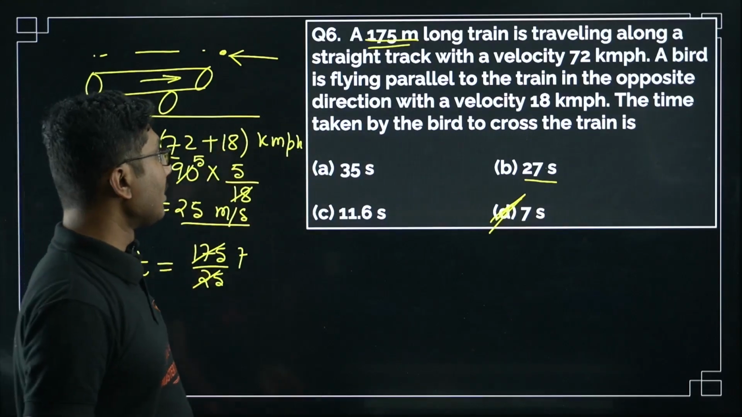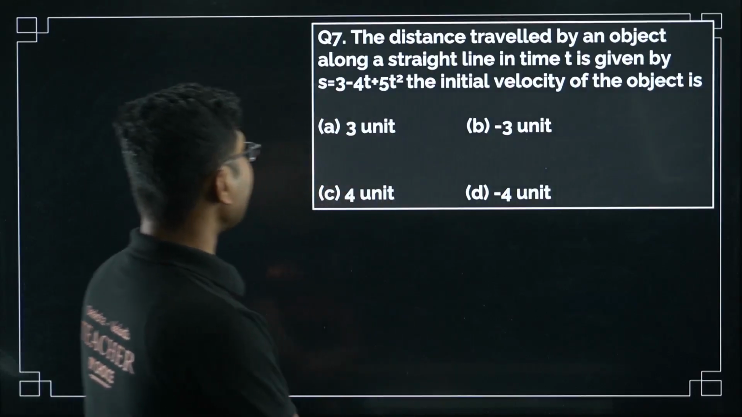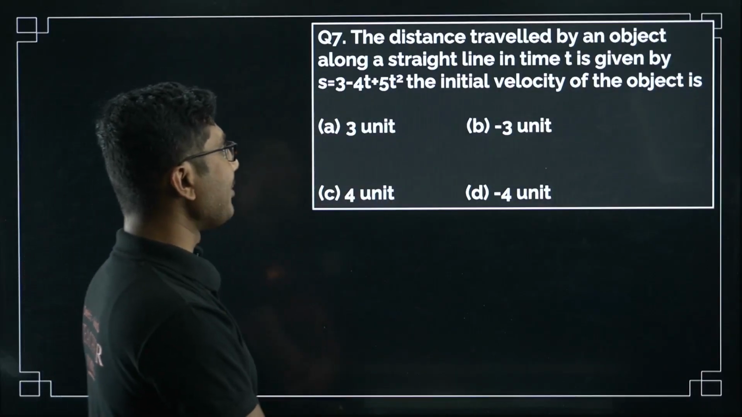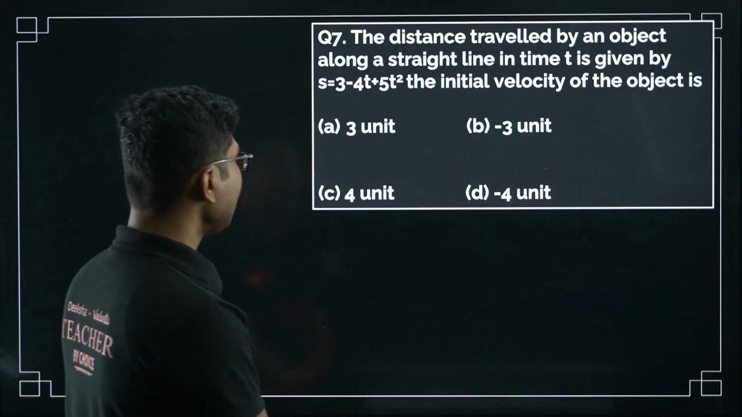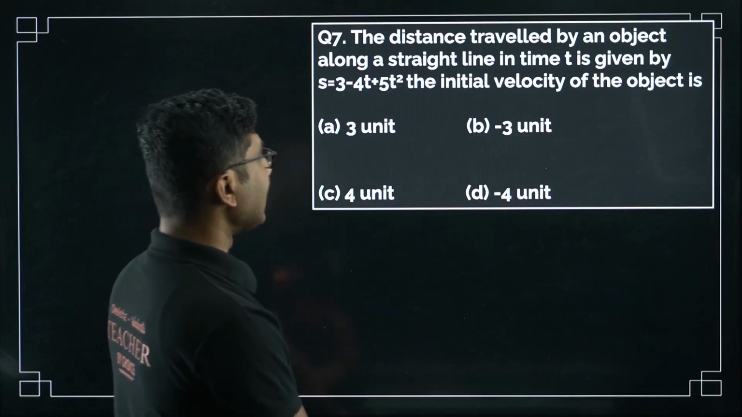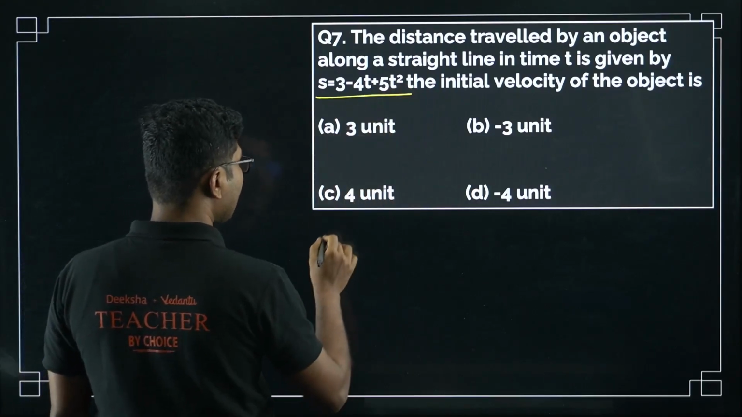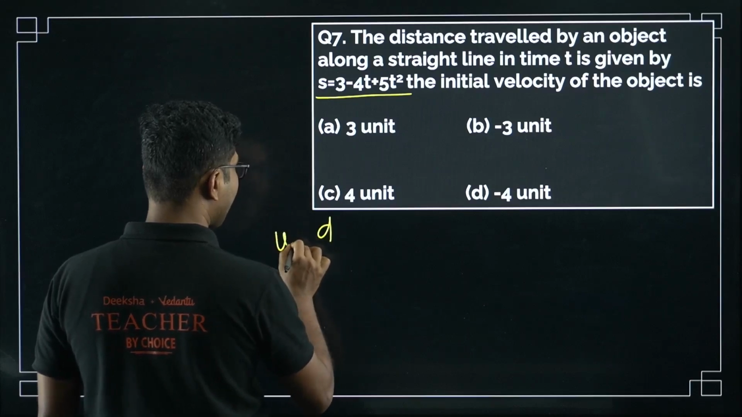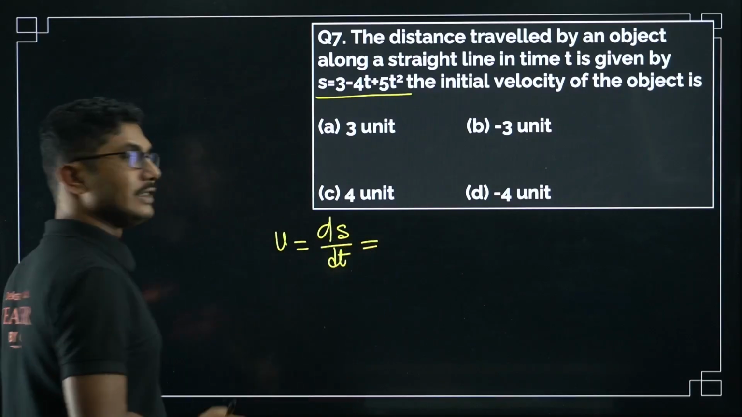The distance traveled by an object along a straight line in time t is given by s equals 3 minus 4t plus 5t squared. The initial velocity of the object is? So s is given. So what is the speed? First of all, let us find the speed. So ds by dt, right? Speed formula is ds by dt.